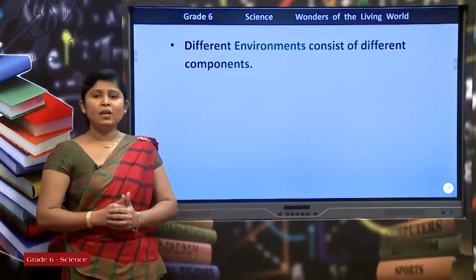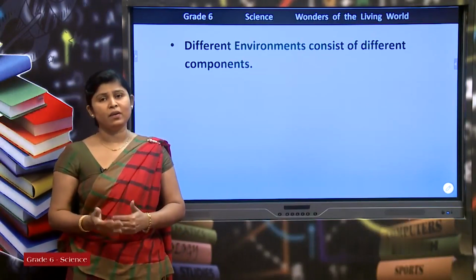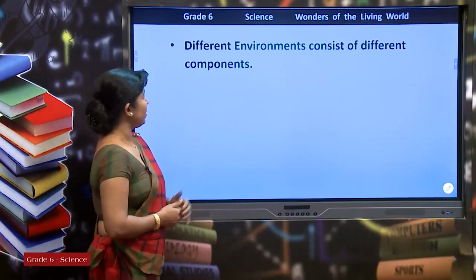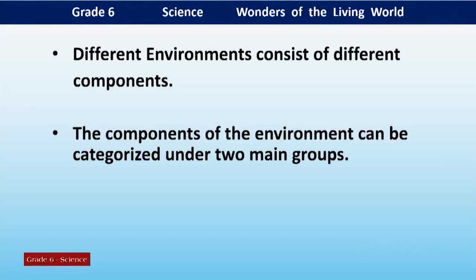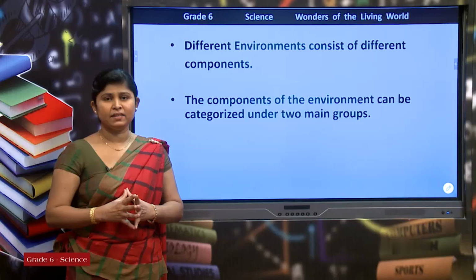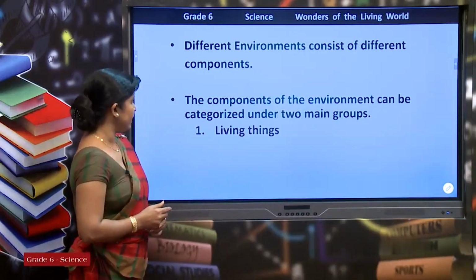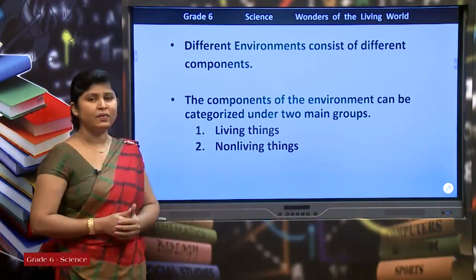Right. By looking at the pictures, what we have got to understand is different environments consist of different components. The components of the environment can be categorized under two main groups, right? You have to understand that our environment is a unit. It has two main groups. They are living things. The other group is the opposite of that, non-living things.